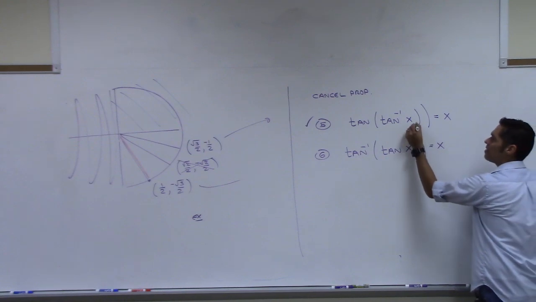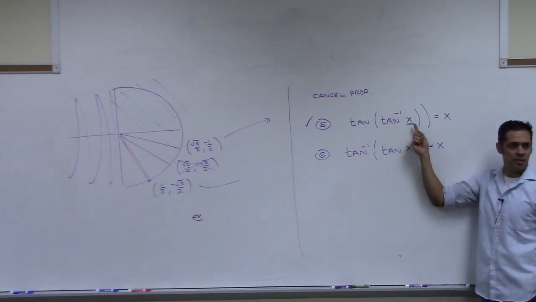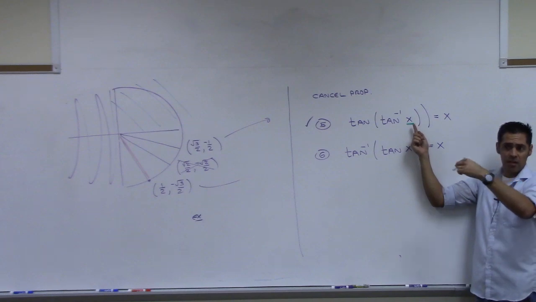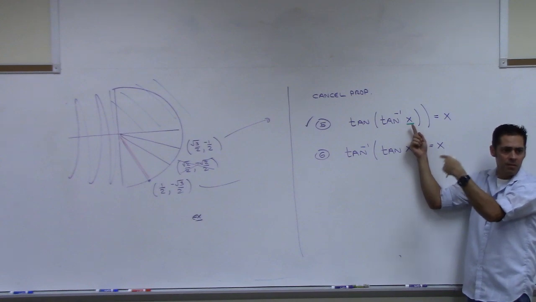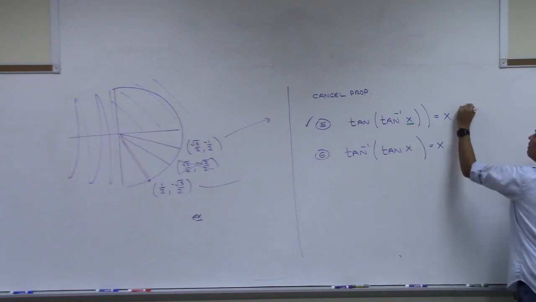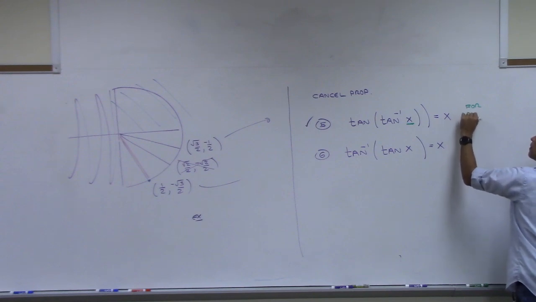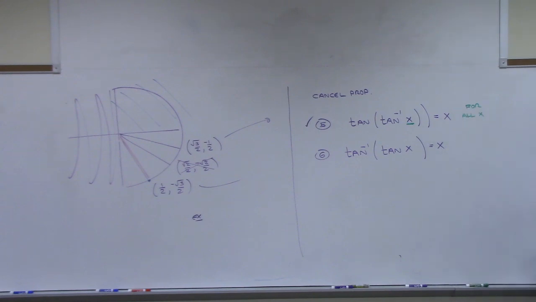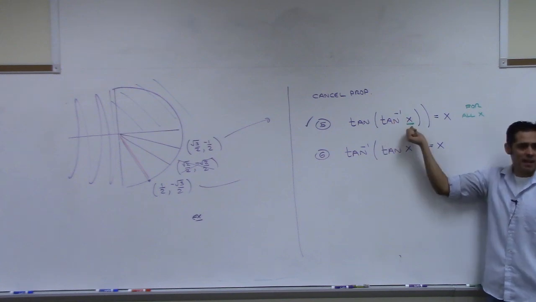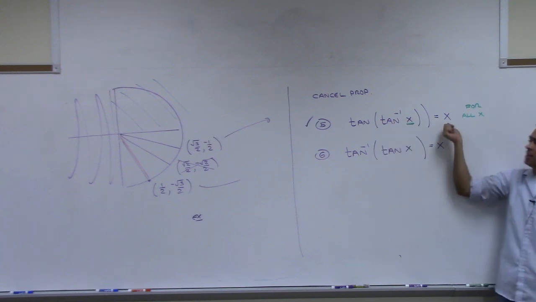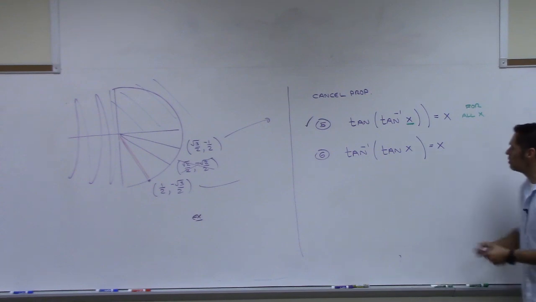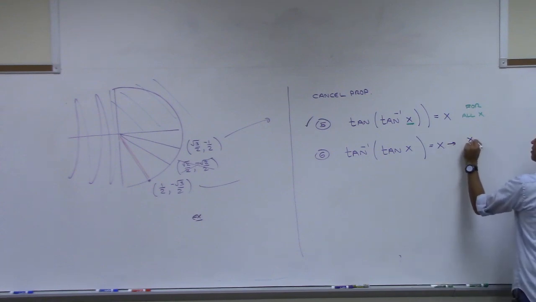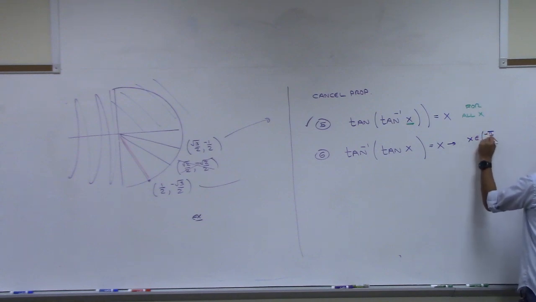Because the x here that goes into arctangent, remember I drew that picture a second ago and I said when arctangent goes back over, its domain is negative infinity to infinity. So this works for all x. You never have to worry about a restriction there. When arctangent gets the x first, you're guaranteed it's going to spit out the same x. All right? This one, on the other hand, only works if x is an element of negative pi over 2 to pi over 2.